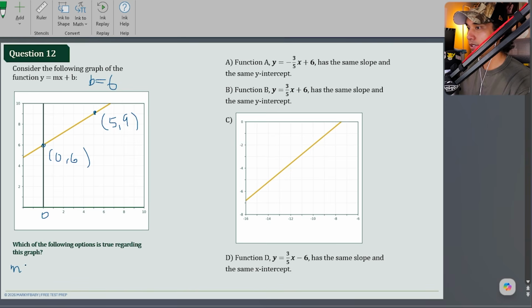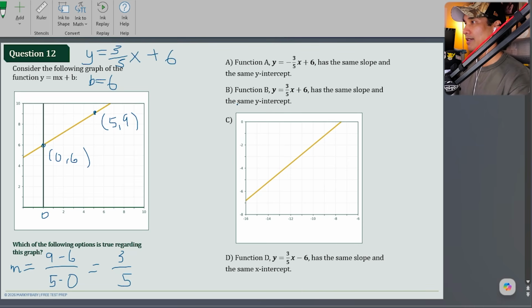So I have m is equal to, I'm going to choose this one as y2, 9 minus 6 over 5 minus 0, and that's positive 3 over 5. And that is our slope, 3 over 5. Our whole equation is y is equal to, I got to really stop with this y business looking like x's, y is equal to 3/5 x plus 6. And let's look at our answer choices here.